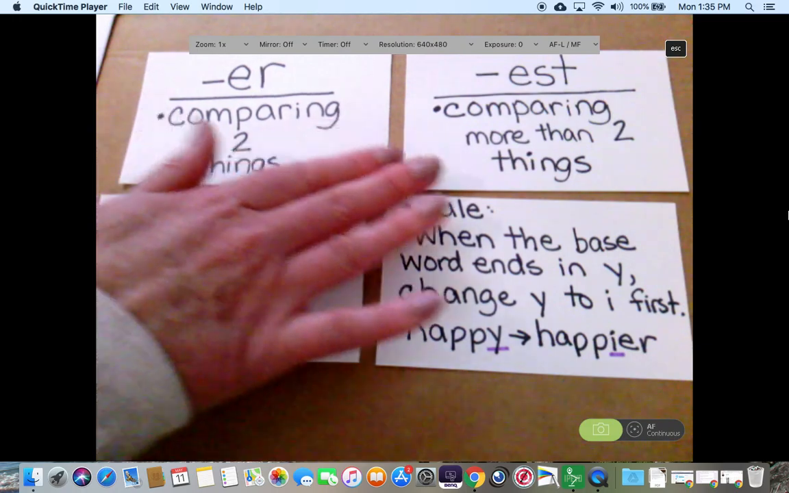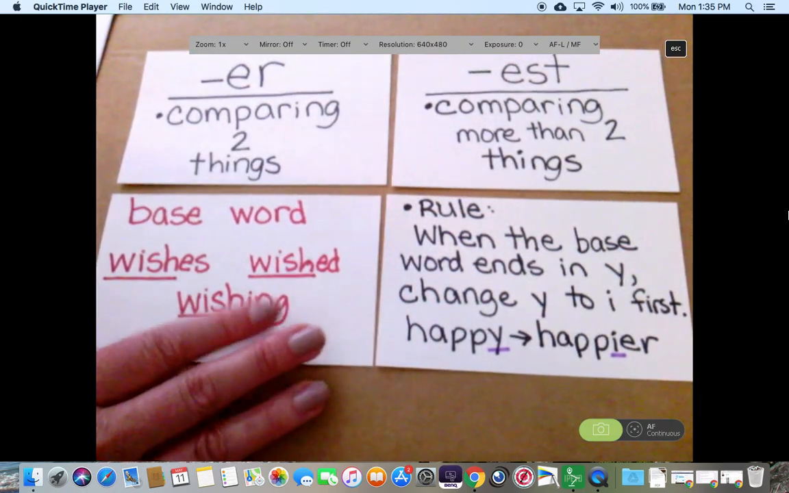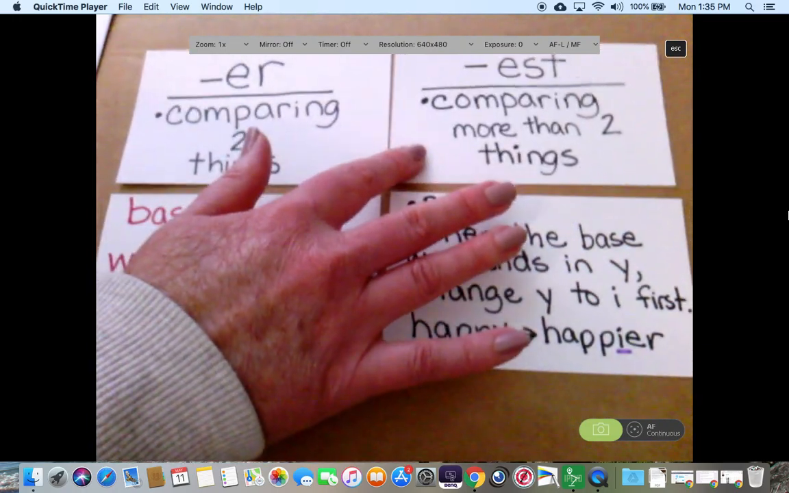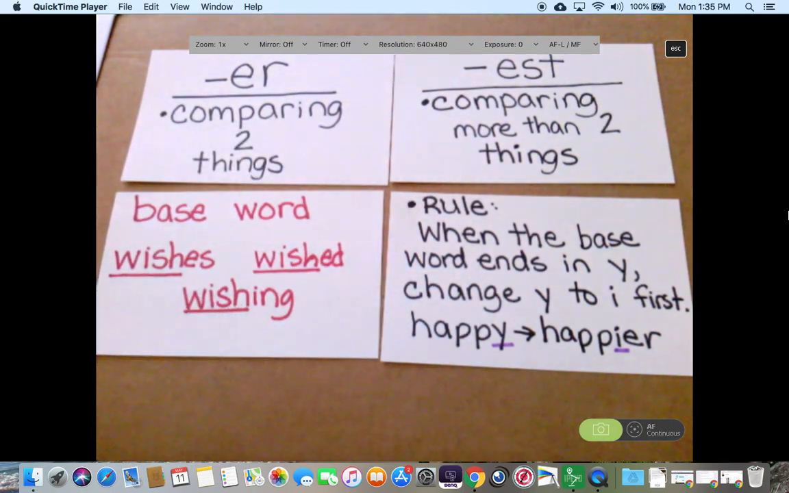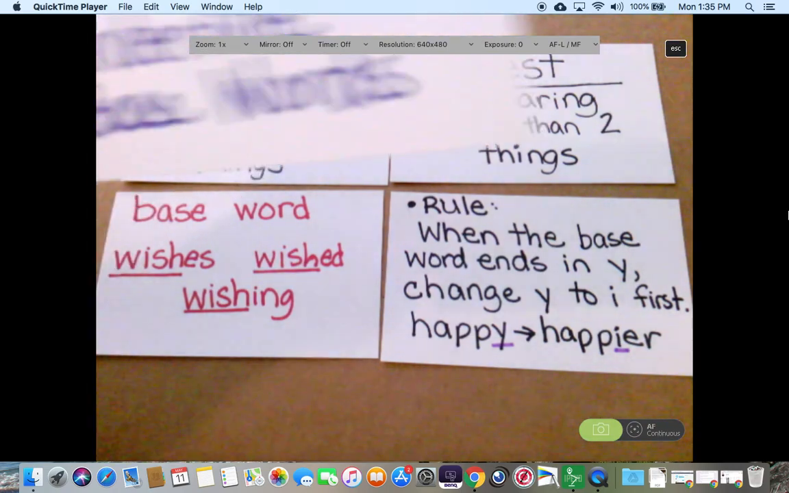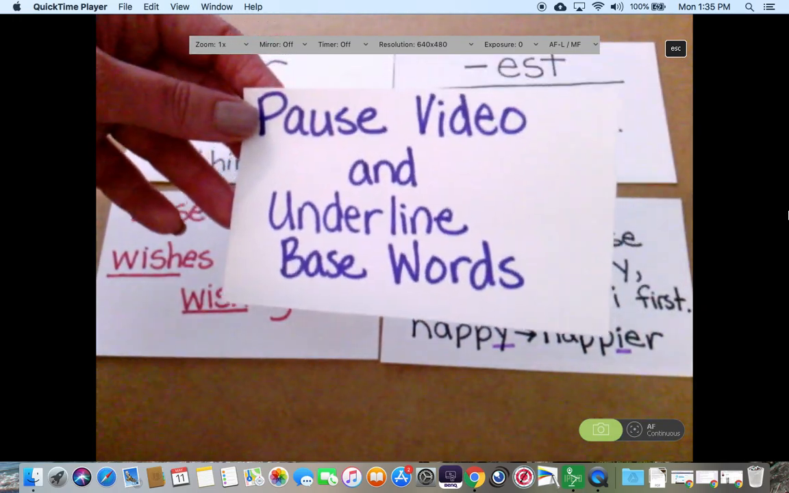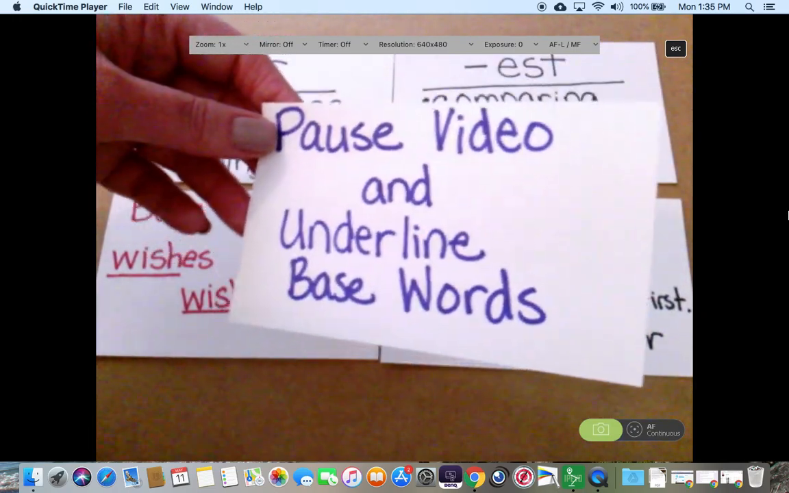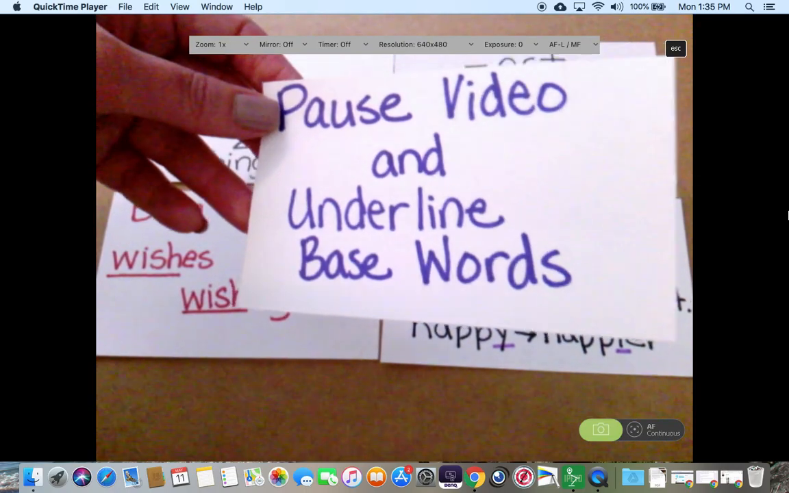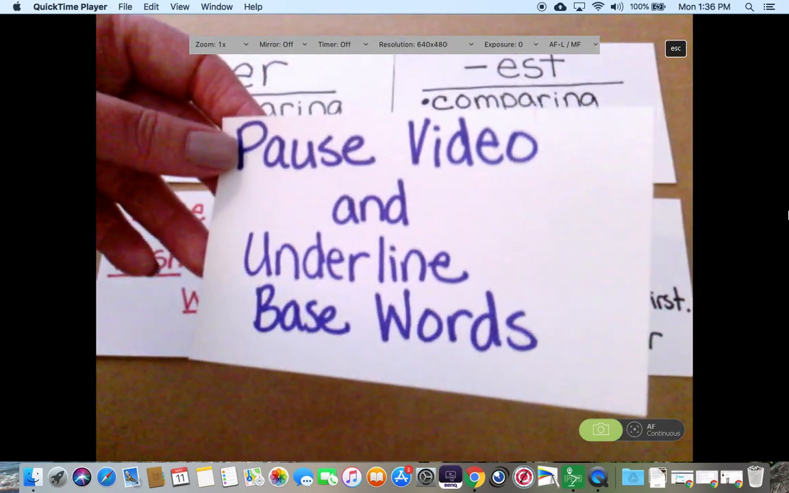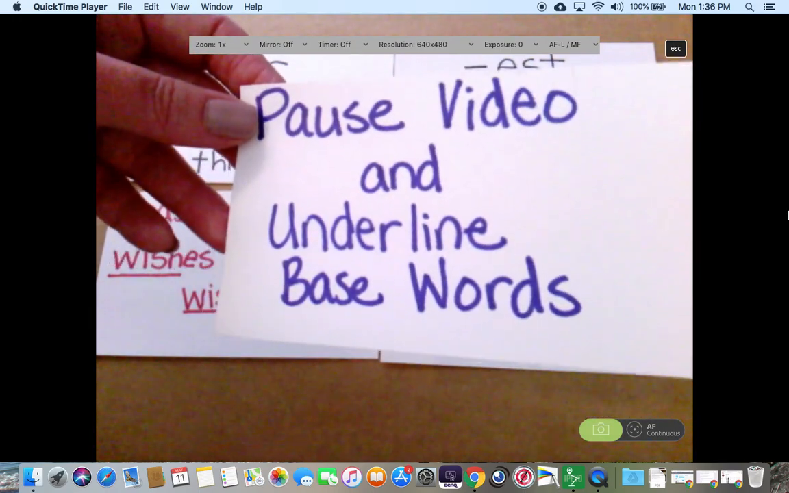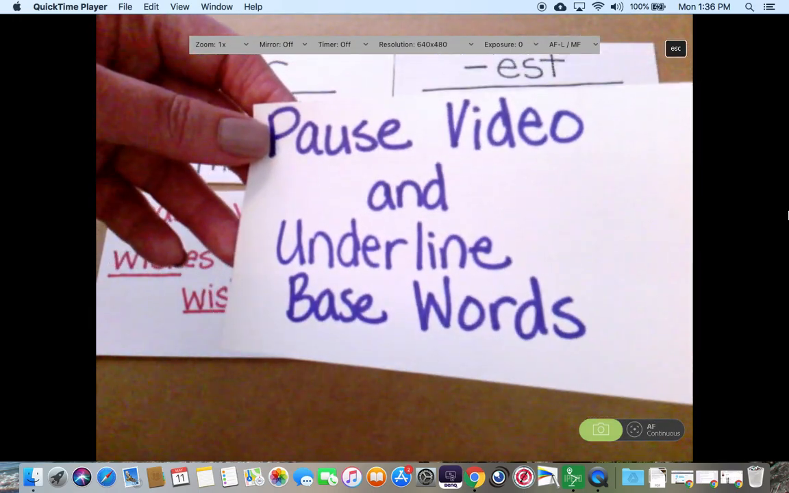We want to make sure that you really know and understand these rules before we go into sorting and really thinking about them. So one of the things I'd like for you to do now is pause the video and underline the base words. I want to see if you can find the base words in your word sort. If you've already cut them, that's okay. Either underline the base words or highlight them, and then press play when you're done.